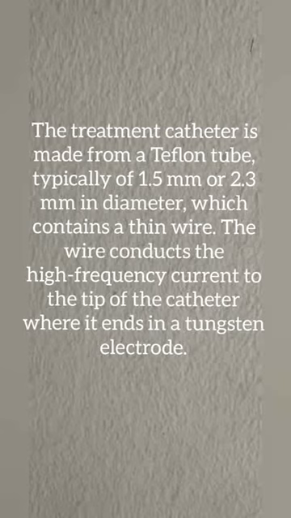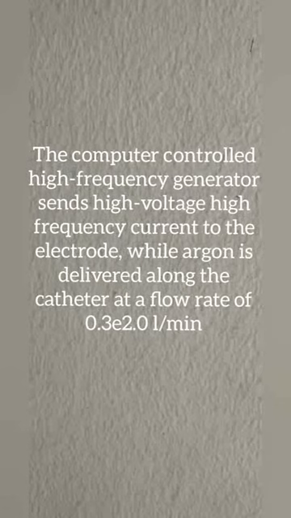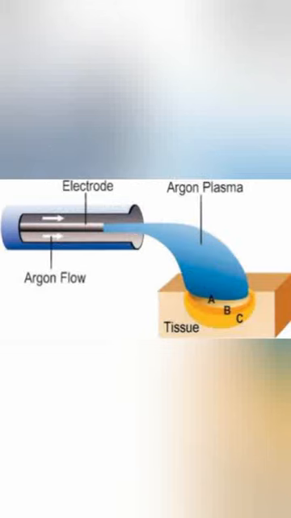It contains a thin wire. The wire conducts the high frequency current to the tip of the catheter, where it ends in a tungsten electrode. The computer controlled high frequency generator sends high voltage and high frequency current to the electrode, while the argon is delivered along the catheter at a flow rate of 0.3 to 2 liters per minute. So this drawing shows an electrode of 1.5 mm containing a wire inside it and gas flowing to the tissue.